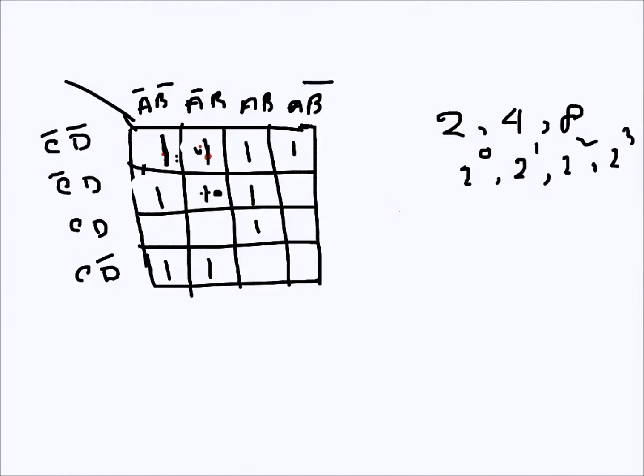So this is my original thing. Now to start grouping, we should notice two things. First of all, we want to make as few groups as possible. We have to take all the ones into groups, but we have to make as few groups as possible while taking all the ones, and we also will try to make the groups as big as possible.